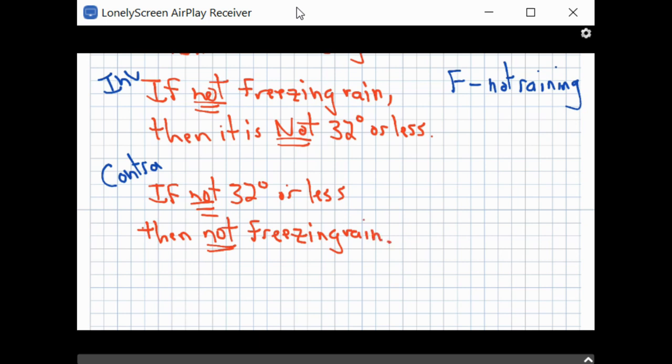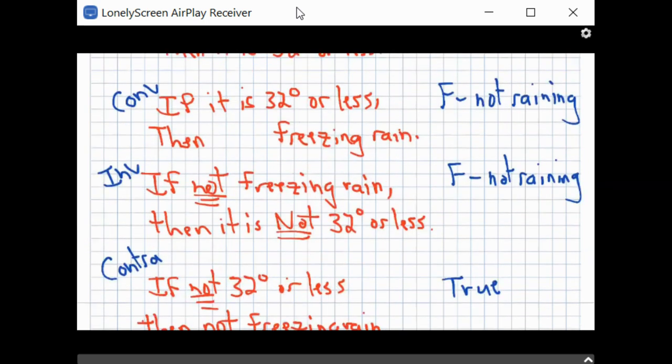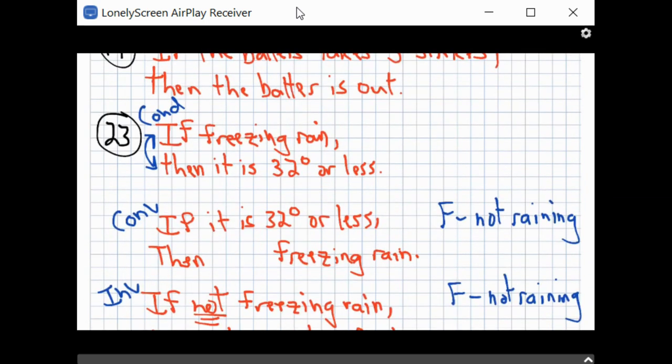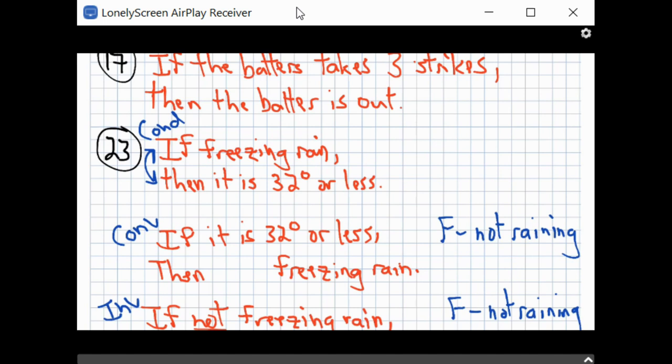Okay, and ask yourself if that's true. And again, shortcut: if the conditional is true, your contrapositive is going to be true. So that makes sense. If it's not freezing air temperature, then you're not going to get freezing rain. So that is the right color, stay consistent, true. All right, so there's an example of going through all forms of a conditional statement, from the initial conditional statement, which we fact-checked as true.